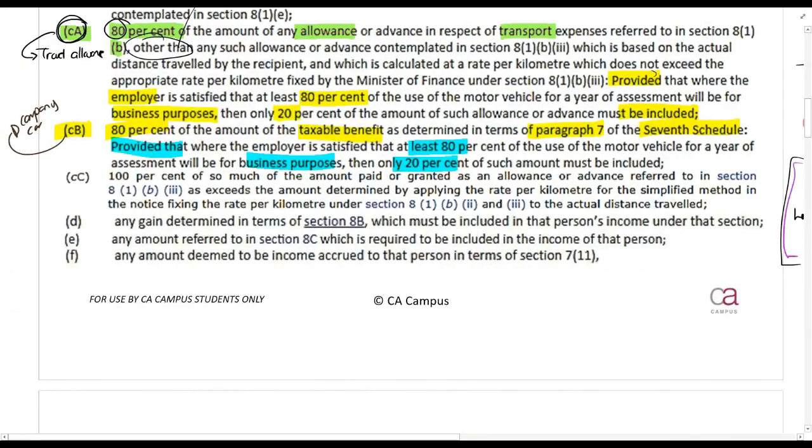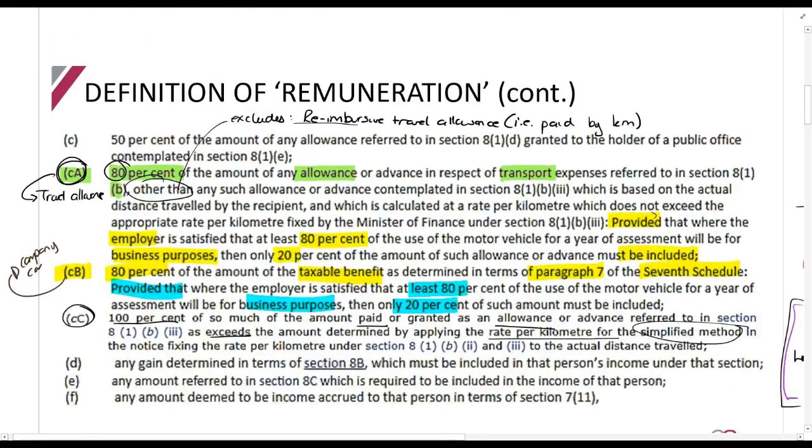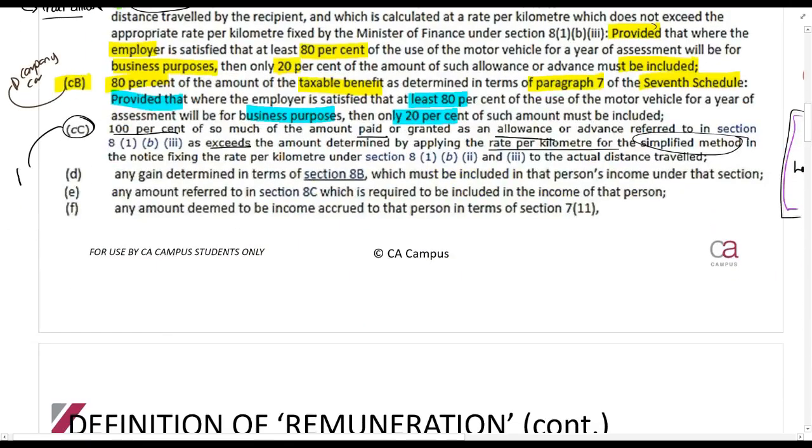And then C, 100% of so much of the amount paid or granted as an allowance or an advance referred to in section 8.1b3 as exceeds the amount determined by applying the rate per kilometer for the simplified method. Now remember here at the top we said travel allowance. It's the travel allowance that you receive, but it excludes the reimbursement one. Here is the reimbursement travel allowance.